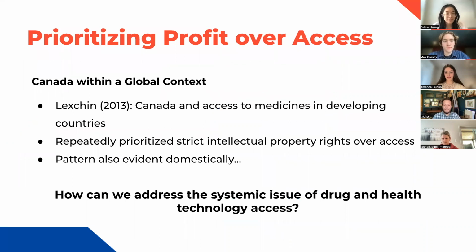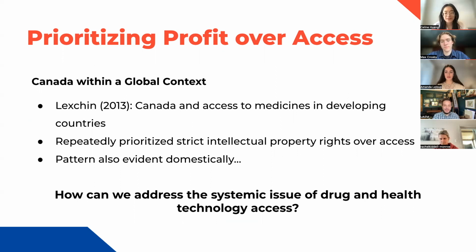And there's also overlap between these two domains, the global and the Canadian spaces, which means that Canadian research policy has an effect on medicine accessibility across the world. A 2013 study analyzed 6 separate cases of Canadian policy disputes where improved access to medicines in developing countries was in conflict with intellectual property rights. It found that in all except one case, Canada repeatedly prioritized intellectual property rights over access, which is a pattern that's also evident in several domestic cases.